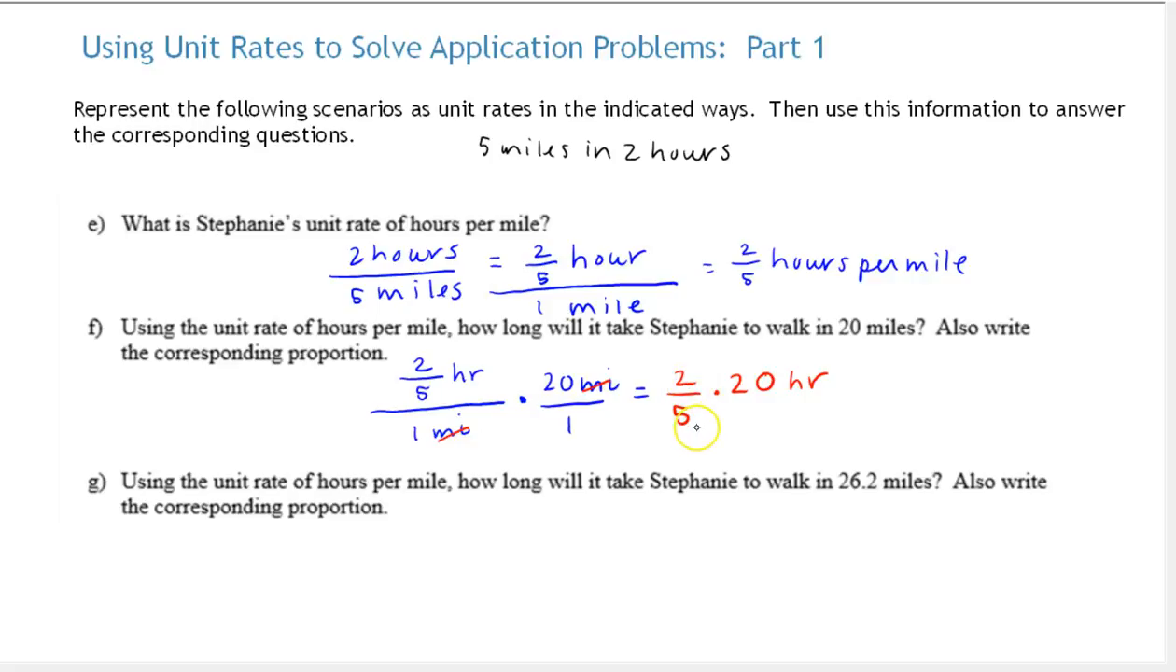So now let's multiply 2/5 times 20. Well, that's 40 over 5 hours, and 40 divided by 5 is 8. So it will take her 8 hours to walk 20 miles. Now let's write our proportion. 2 hours is to 5 miles, as 8 hours is to 20 miles.